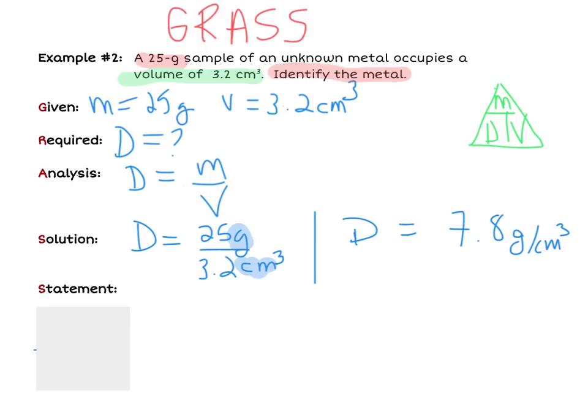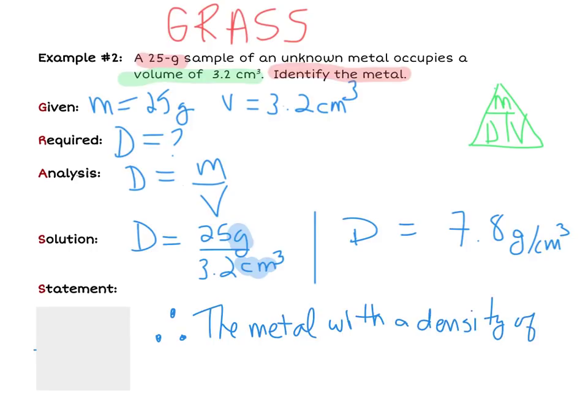So I'm going to make a therefore statement. I'm not sure if you guys are aware, but in math we can use this little symbol with three dots, like that, which is considered a short form for therefore. So I'm going to write: therefore, the metal with a density of 7.8 grams per cubic centimeter is iron. So there, now I've completed my word problem and my format is perfect.